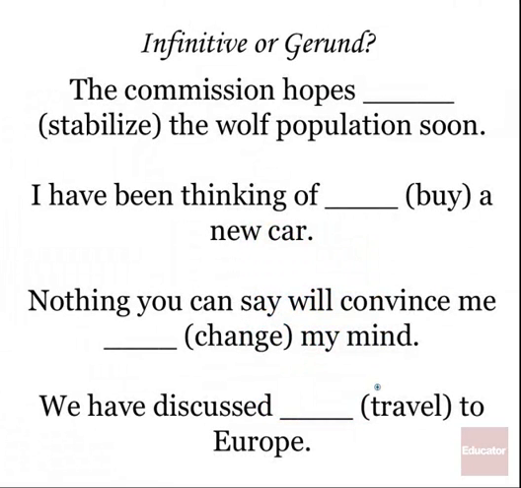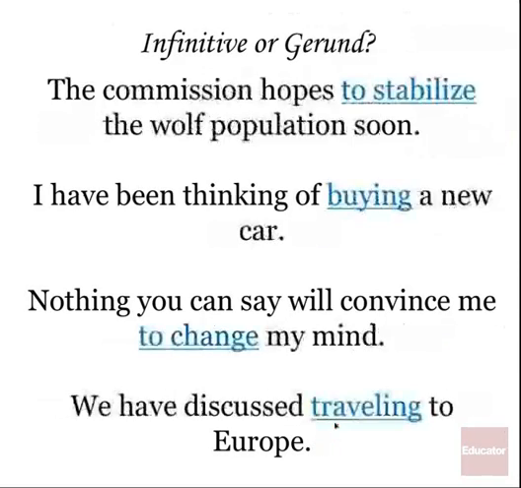All right, let's do a little practice. See if you can figure out whether an infinitive or a gerund goes in each of these sentences. The Commission hopes, something to do with stabilize, the wolf population soon. I have been thinking of, some form of buy, a new car. Nothing you can say will convince me, some form of change, my mind. And we have discussed, some form of travel, to Europe. Take a good look, pause the video if you need to.